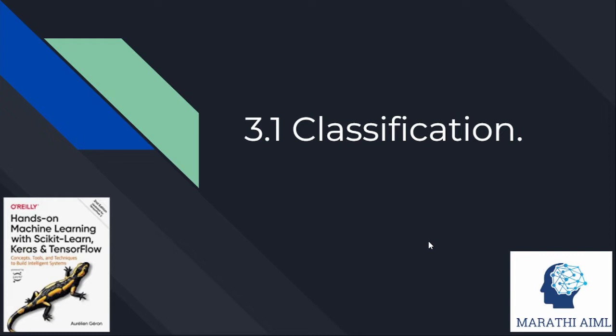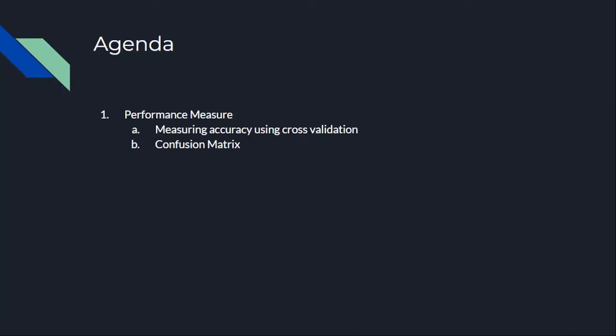So as part of this classification chapter, today's agenda is to see how to do the performance measure of a classification type of problem. While doing classification, we can use the same validation technique, that is cross validation. We have already used this technique in the regression type of problem, and I have explained in detail how cross validation works. I'm giving a link in this video; you can refer to it if you are watching this for the first time.